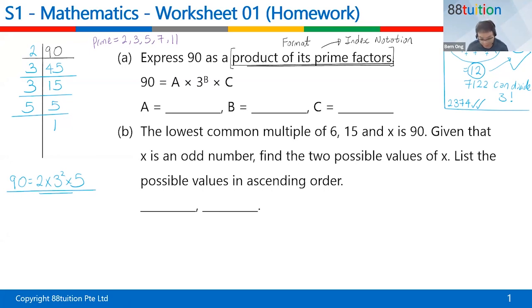Okay. So in this case, you compare what is A, what is B, and what is C. This is given to you. You just got to make the comparison. A will be 2, B will be 2, and C will be 5. Done. Is that okay?